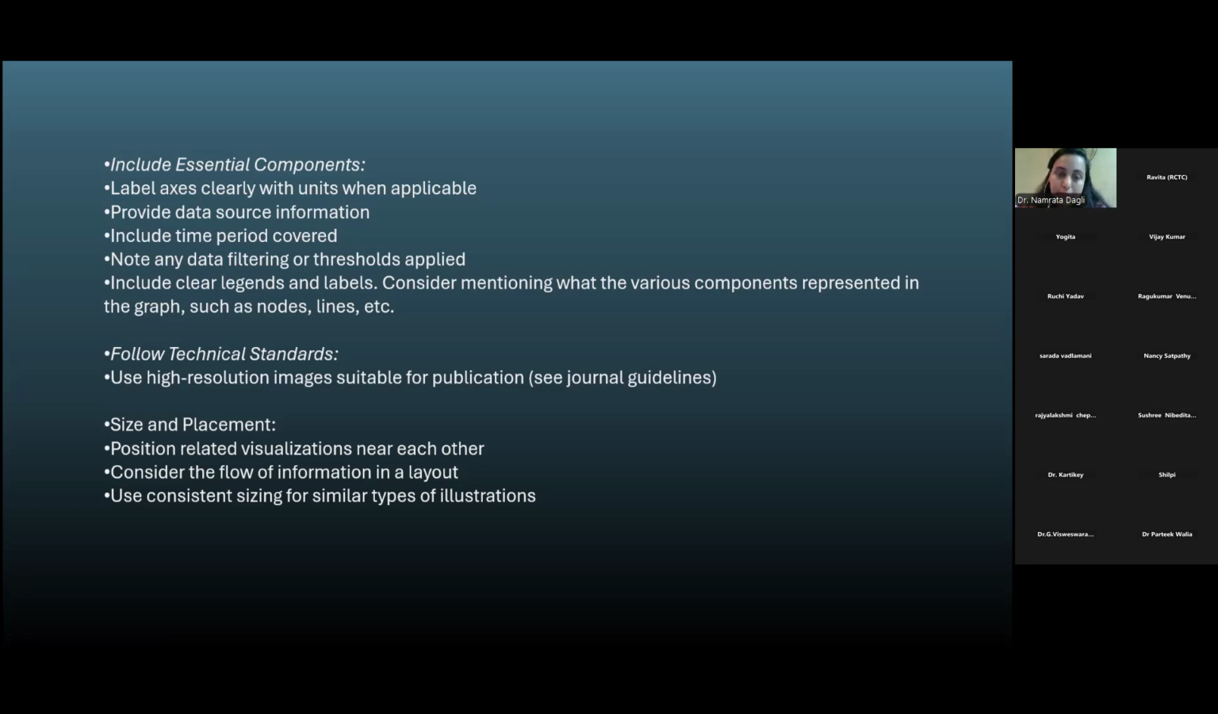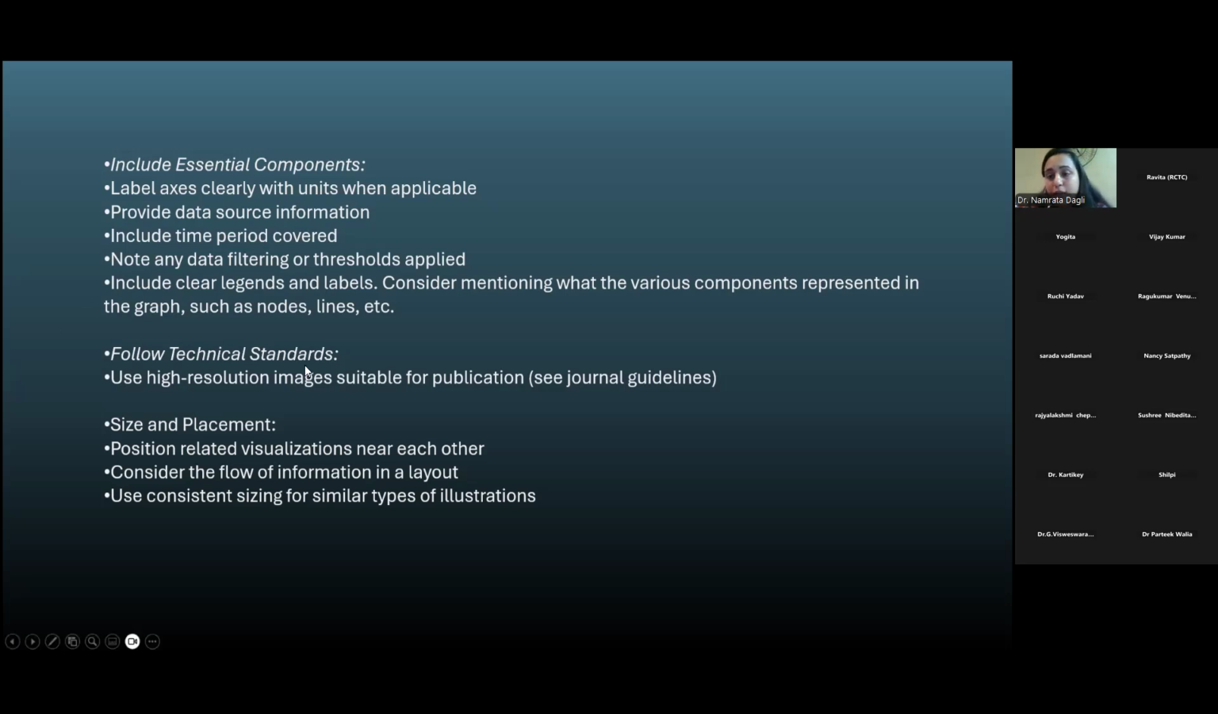Include clear legends and labels. Consider mentioning what the various components represent, for example, nodes and lines. If you are creating a co-authorship network, then the nodes will represent authors and the lines will represent their connections. So you need to mention that in your legend.